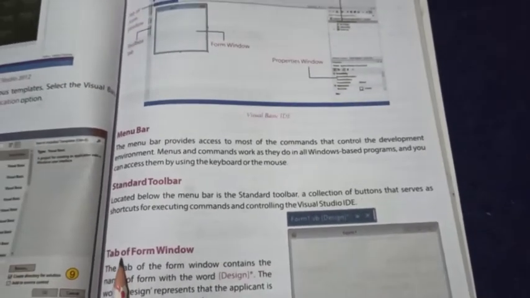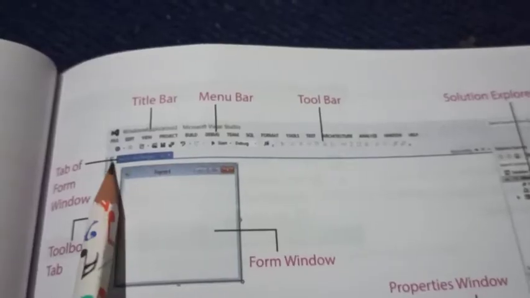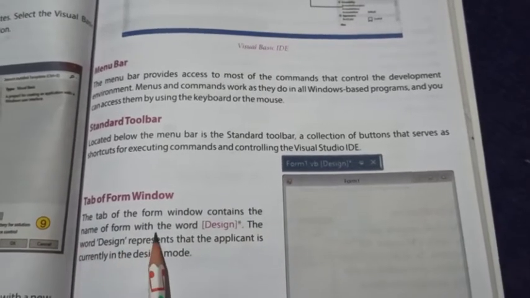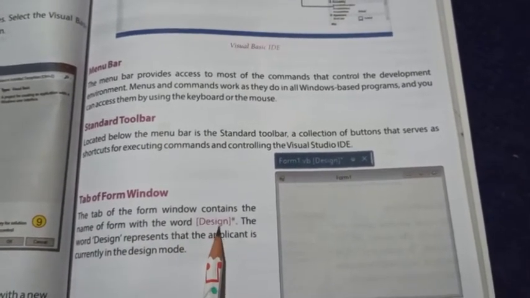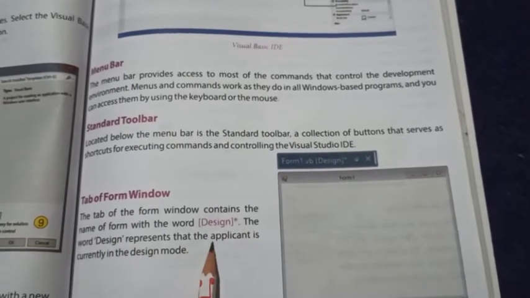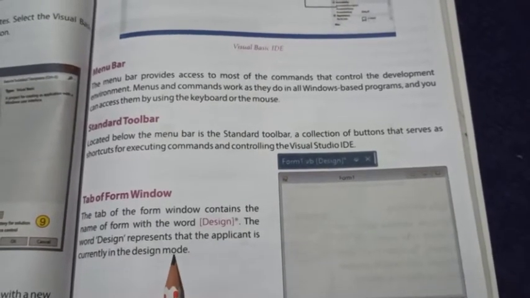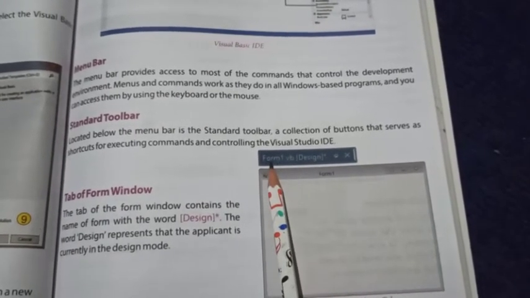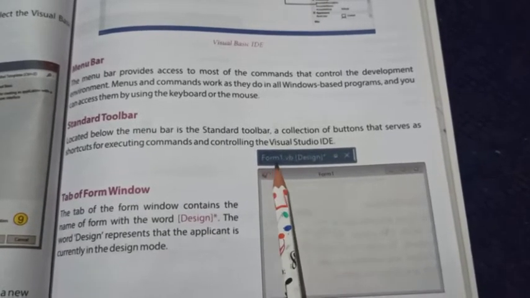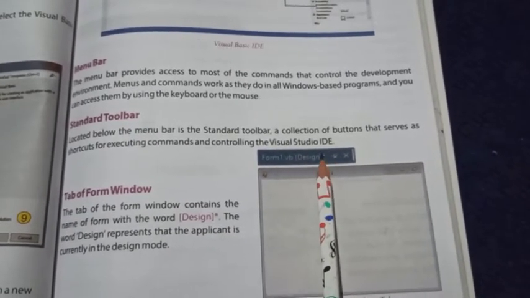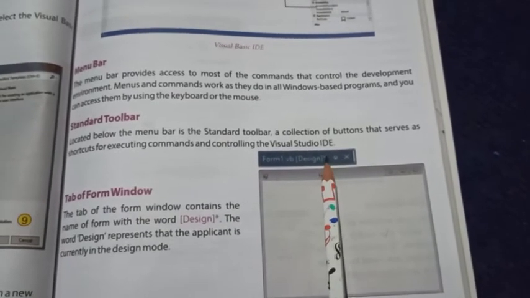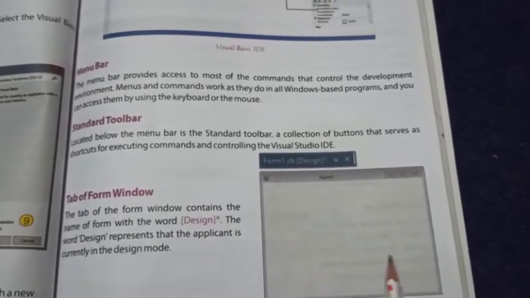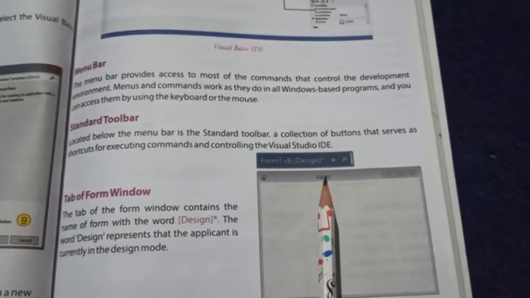Next is the tab of the form window. This is the tab of the form window. The tab of the form window contains the name of the form with the word design. The word design represents that the application is currently in the design mode. In this tab of the form window, it will contain the name of our form, whatever name we write, with design in a square bracket with a star. That means this application is currently in the design mode, means we are currently accessing this form.